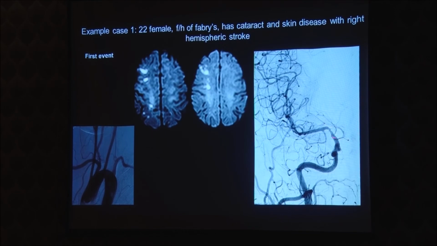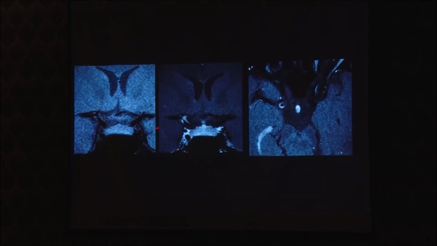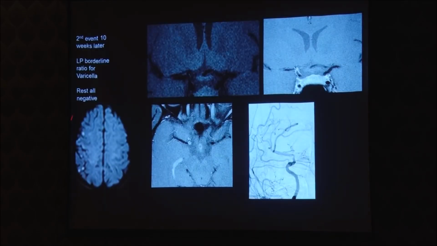So here, if you see the terminal ICA is involved, I want to rule out other possible etiologies in this particular instance. We did a vessel wall imaging. If you see, there is near concentric enhancement, there is thickening. The A1 origin is also involved on post-contrast imaging. Two weeks later, second event; 10 weeks later, we did a lumbar puncture and extensive screening.